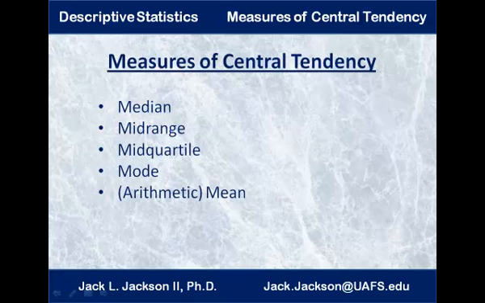These are the ones that we're going to be looking at today: median, mid-range, mid-quartile, mode, and mean, or arithmetic mean. Each of these gives a different meaning of average, middle, central, or typical data value. The idea in all of these, though, is to take a data set and replace it with one single number that gives you some idea about where the middle of that data set is. So obviously you're losing lots of information, but it does give you some information about that data set in a single number.